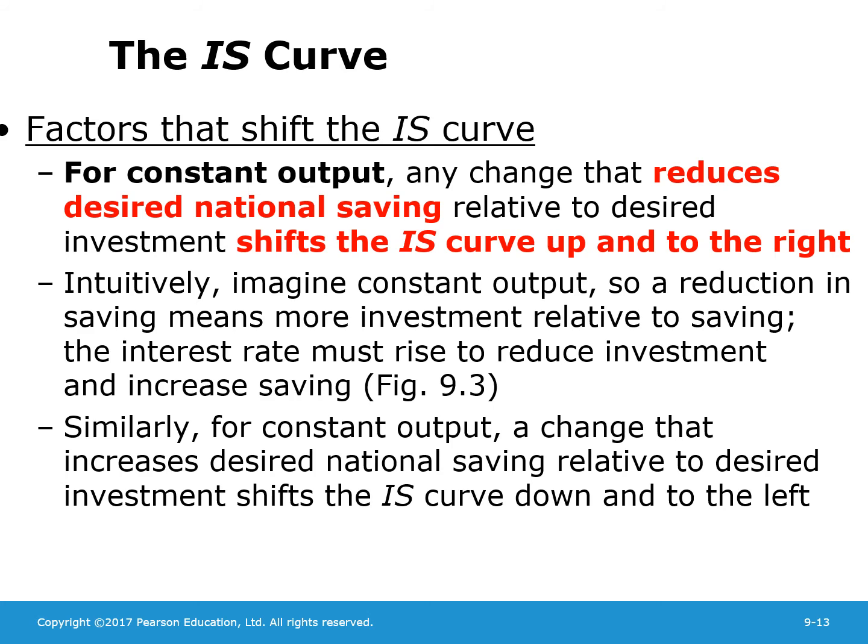Similarly, for constant output, a change that increases desired national saving relative to desired investment shifts the IS curve down and to the left. This is the inverse of what we said. If the factor increases desired national saving, it will shift the IS curve down and to the left.